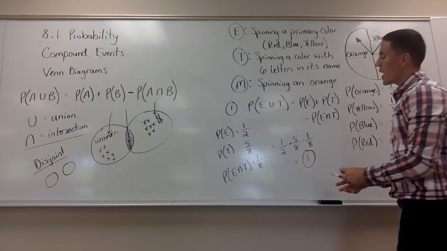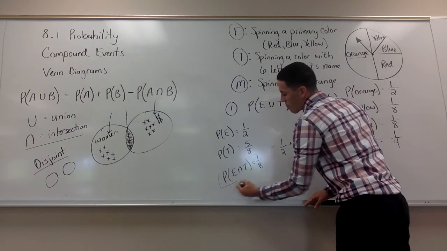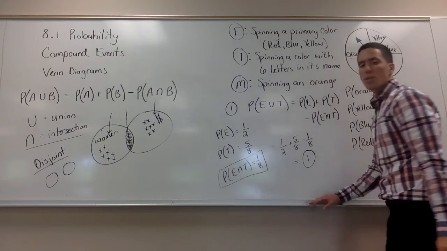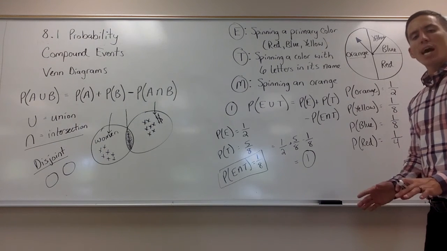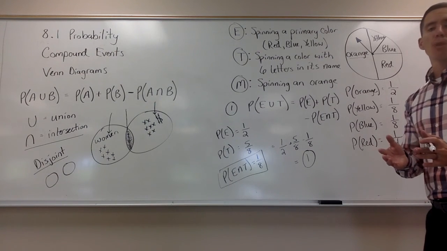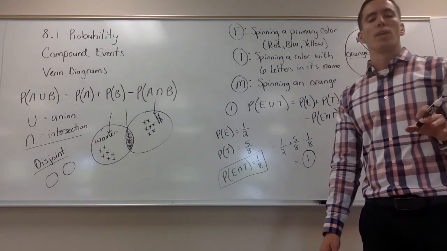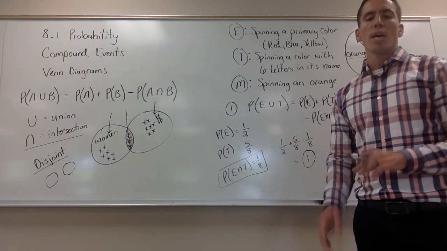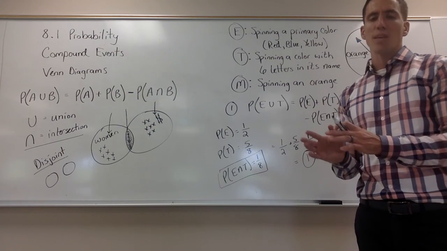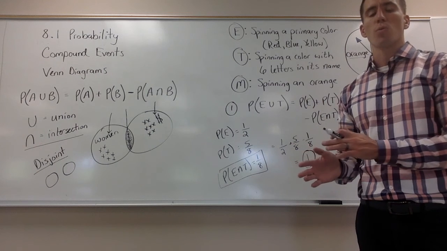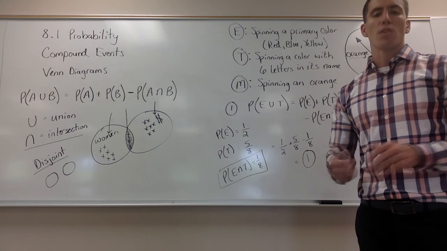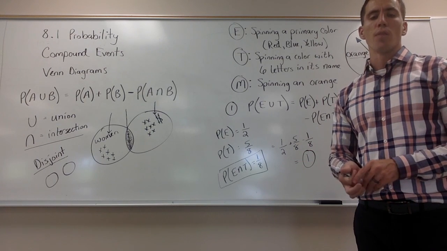Notice also that if you forgot the step of subtracting out the intersection, you would have come up with a probability that would have been greater than 1. And as I said in the previous video, any probability that you arrive at that is less than 0 or greater than 1 should immediately set off an alarm for you that you've done something wrong in the problem.